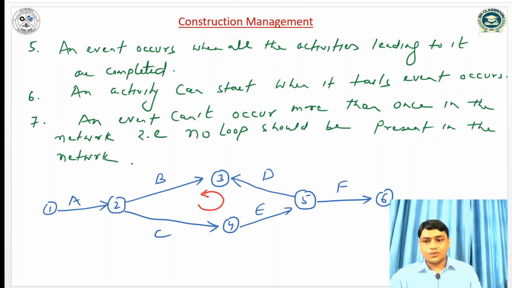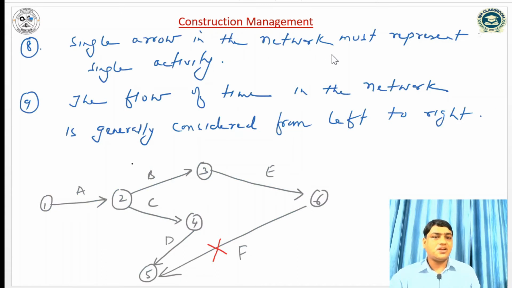After that, the next rule is a single arrow in the network must represent a single activity. The flow of time in the network is generally considered from left to right. So the flow of time should be from here to here, left to right.